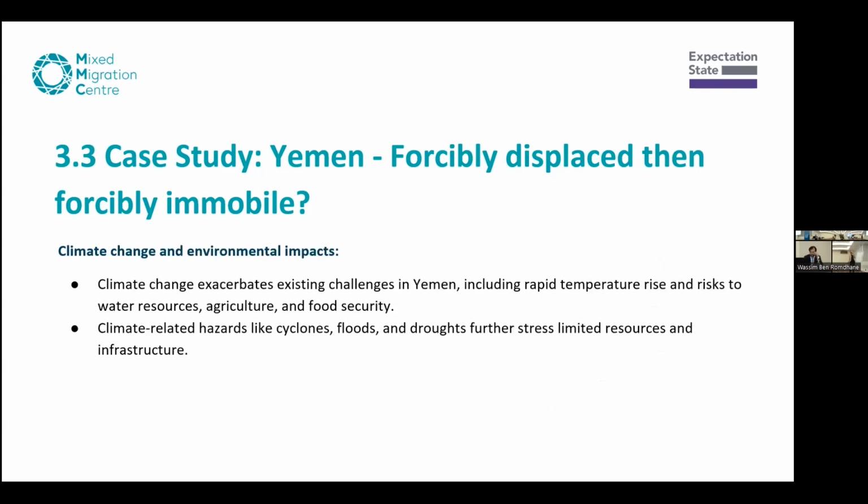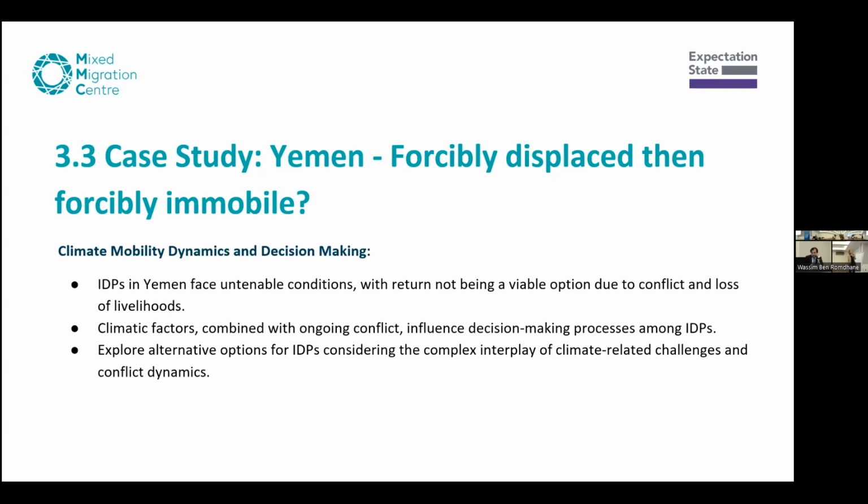So obviously climate change exacerbates these existing challenges that are in Yemen already, including rapid temperature rise and water resources, agriculture, food security. These are some of the issues that have come up already. And then you have climate-related hazards that often do impact IDP populations that are often living in places that weren't being lived in for very good reason before. And they might be particularly susceptible to some of these challenges.